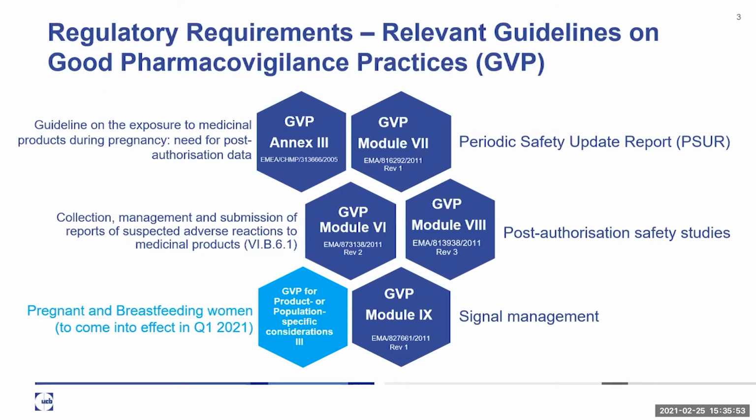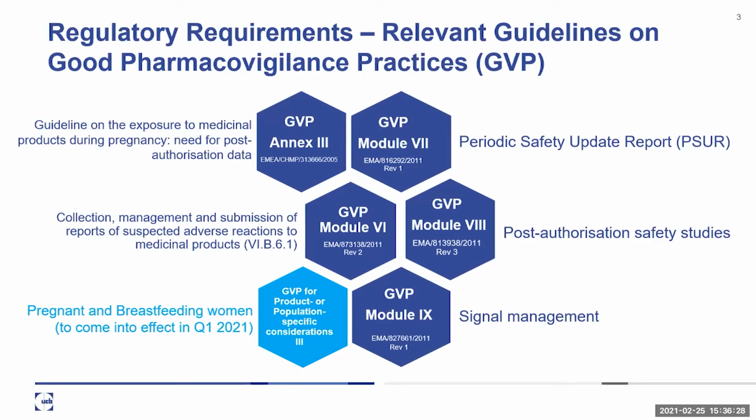So on this slide, I try to put together the different guidelines on good pharmacovigilance practices, which are relevant for the pregnancy data. And perhaps to start with the module 6, so in the middle. So this guideline is referring to the way to collect, manage, and submit the reports of suspected adverse reactions to medicinal products, and there is a specific section related to the pregnancy cases.